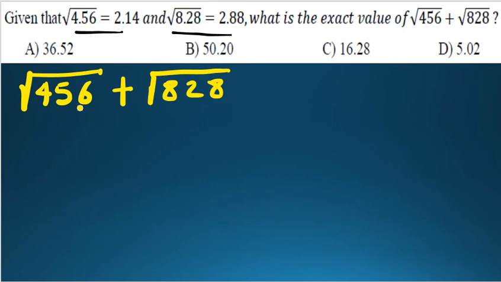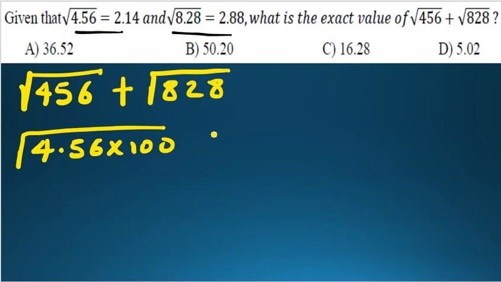Try to express this 456 in terms of 4.56, because 4.56 is already given to you. So can we write 456 as a product of 4.56 and another number? Yes, that number is 100, so 4.56 times 100. There is no decimal here, which means the decimal is at the end. When I shift it twice to the left and bring the decimal here, I will multiply by 100, because shifting the decimal point twice means multiplying by 100. In the same manner, 8.28 will be multiplied by 100 for the second one also.